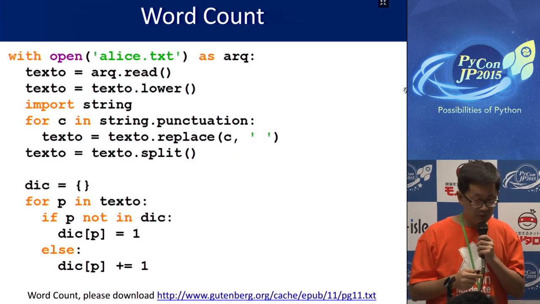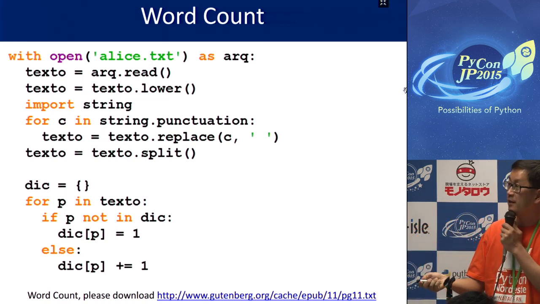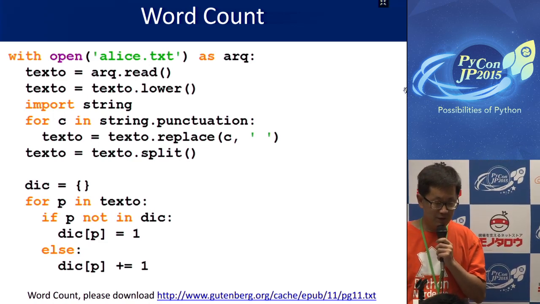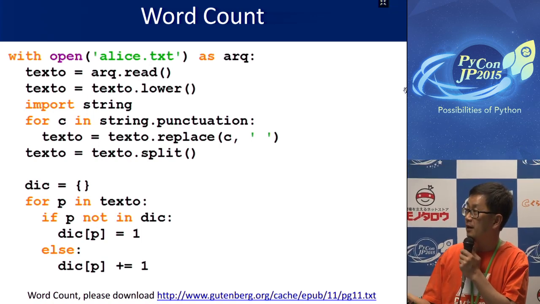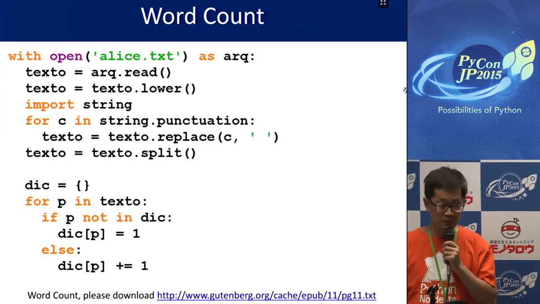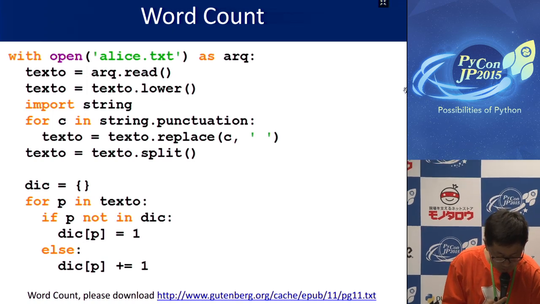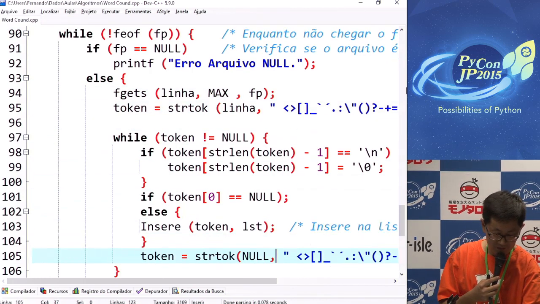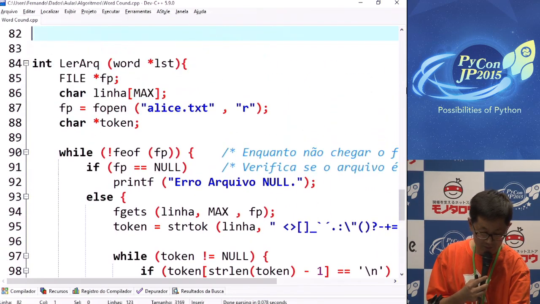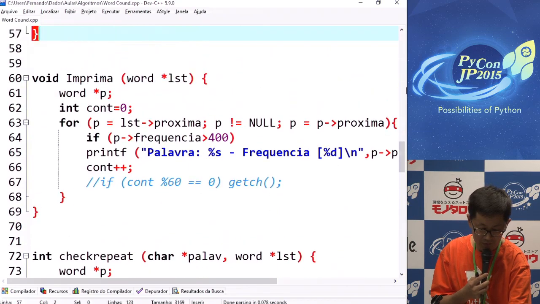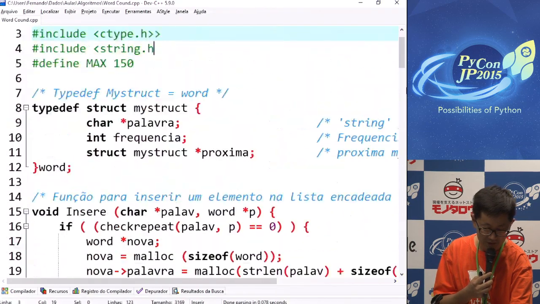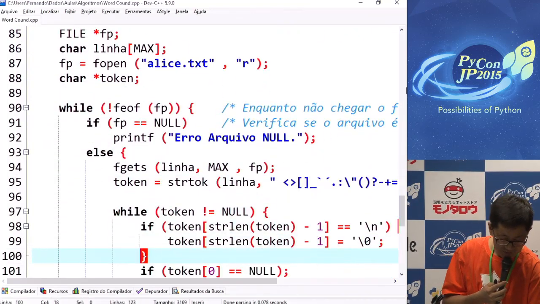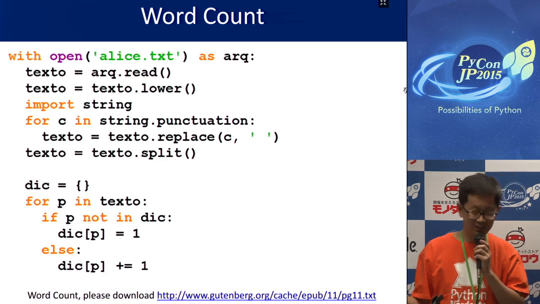And word count. For Alice in Wonderland, I need a program to count how many times each word appears. It is one slide. With the same program in C language, we need to tokenize the words. We need many pointers. It's crazy. In Python, it is one slide.